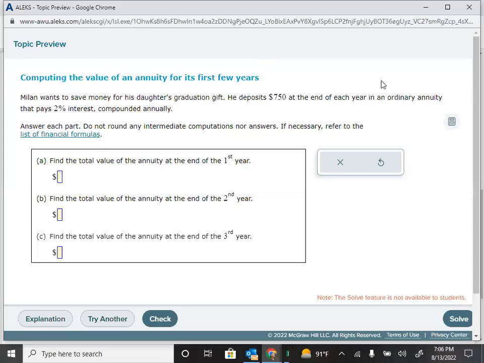Okay, so Milan wants to save money for his daughter's graduation gift. So he deposits $750 at the end of each year in an ordinary annuity that pays 2% interest compounded annually. All right, so find the total value of the annuity at the end of the first year, second year, third year. We're going to do this very similarly to the last problem, except we're just going to do it 3 times. So 2%, 750 annual.